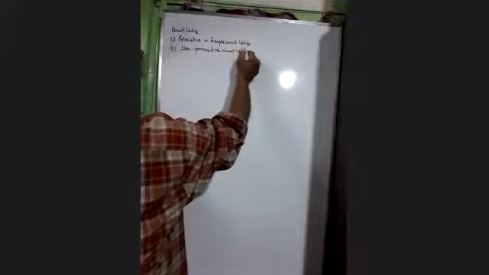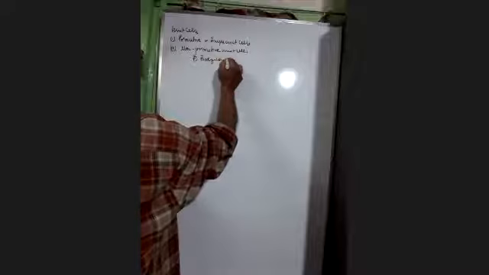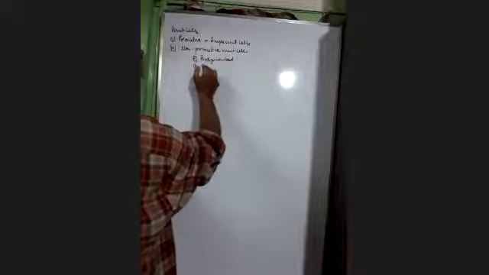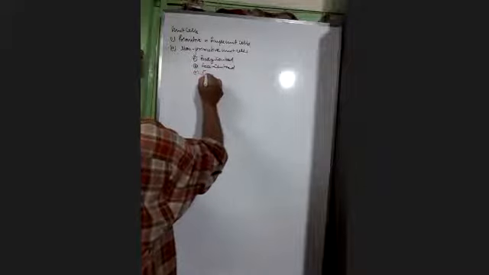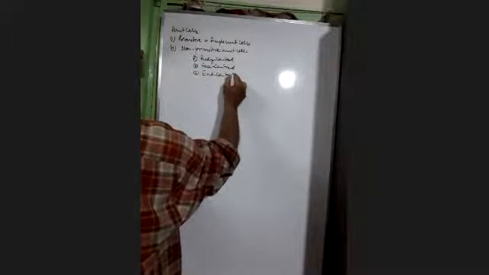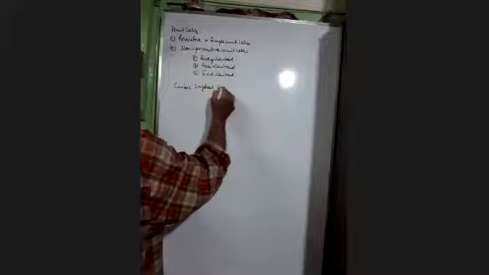In non-primitive unit cells, what do you have? You have body centered, face centered, and end centered. And after that, we know according to the shape, they are classified into 7 crystal types. But in our syllabus, you will find only cubic systems are included. Only cubic.